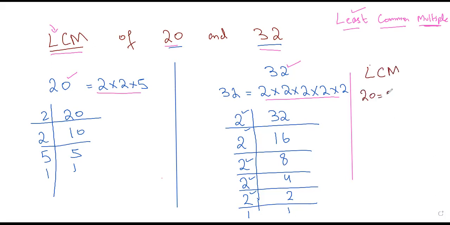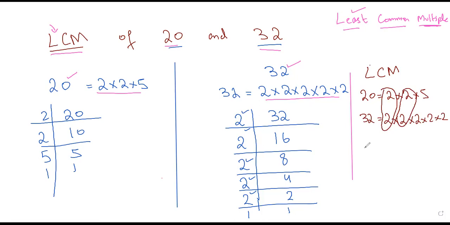For 20, we have 2 into 2 into 5. For 32, we have 2 into 2 into 2 into 2 into 2, that is 2 to the 5. But I'm doing it this way just so things are clear, okay? I have to write down the common ones. This 2 is common, and this 2 is also common. Okay, right.